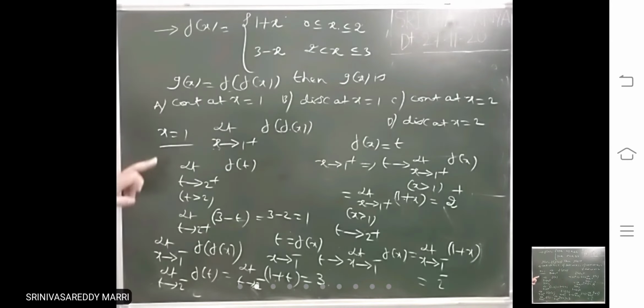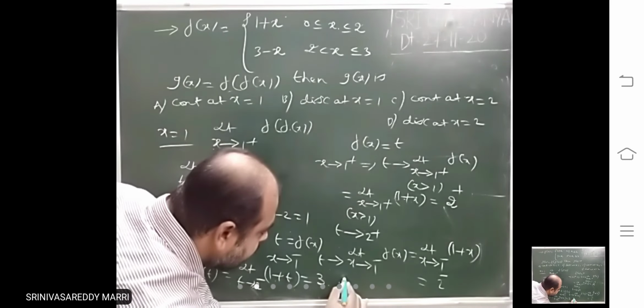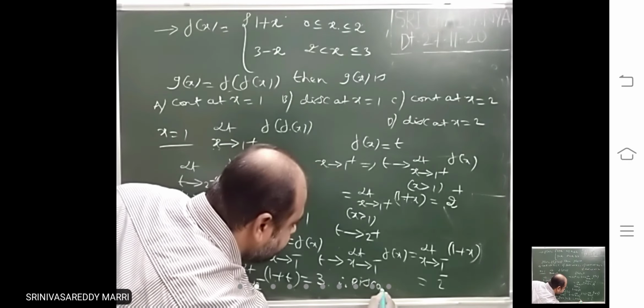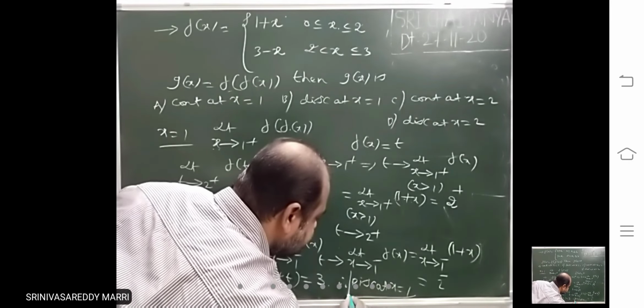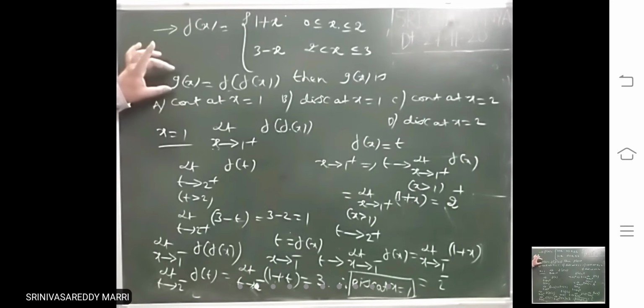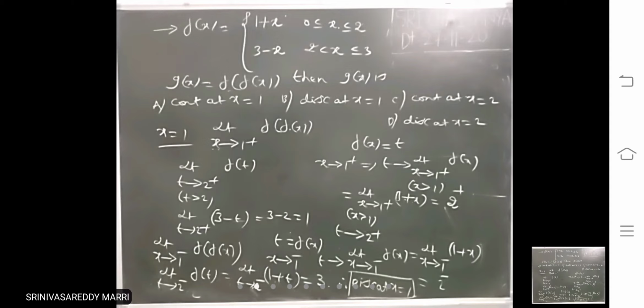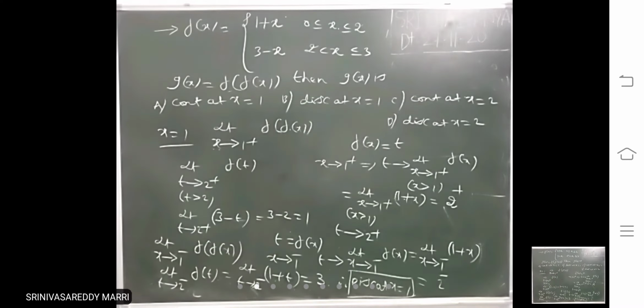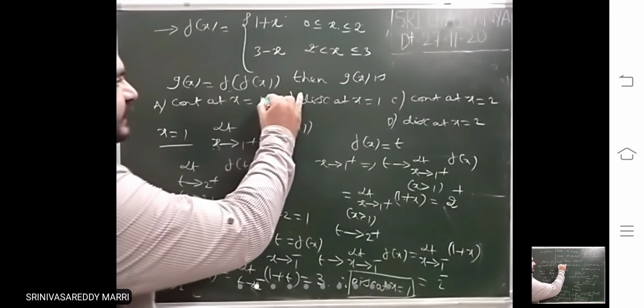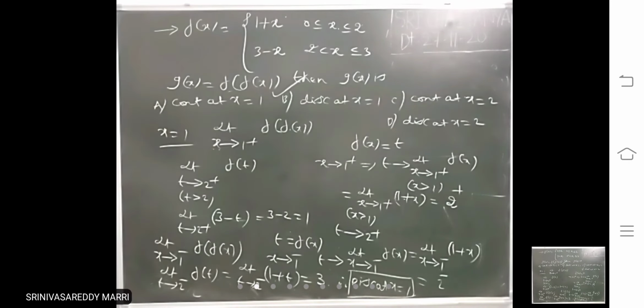Now look, the right hand limit is not equal to the left hand limit. Therefore, what can you say at x equal to 1? It is discontinuous at x equal to 1. That means g of x equal to f of f of x is discontinuous at x equal to 1. Right limit and left limit are not equal, therefore discontinuous. Let us check at x equal to 2.